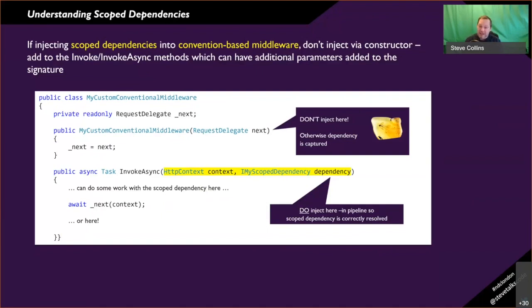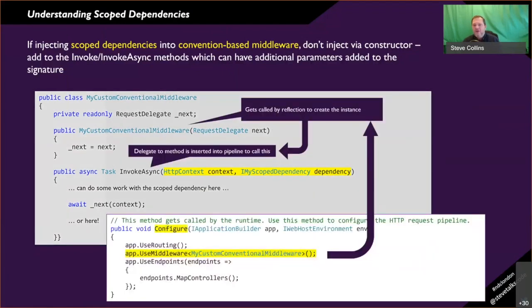If you have dependencies other than HTTP context, you can add those as parameters to the invoke async method, and they magically appear when the method is called by the pipeline. But how does this all happen? When you register middleware, it is done in the configure method of the startup class. At this point, the container is already baked, so you're not adding the middleware to the container. That's a sealed unit. You can't go and mess about with it anymore. Instead, what you're doing is inserting a delegate to the invoke async method, and that will be doing the actual work in the pipeline.